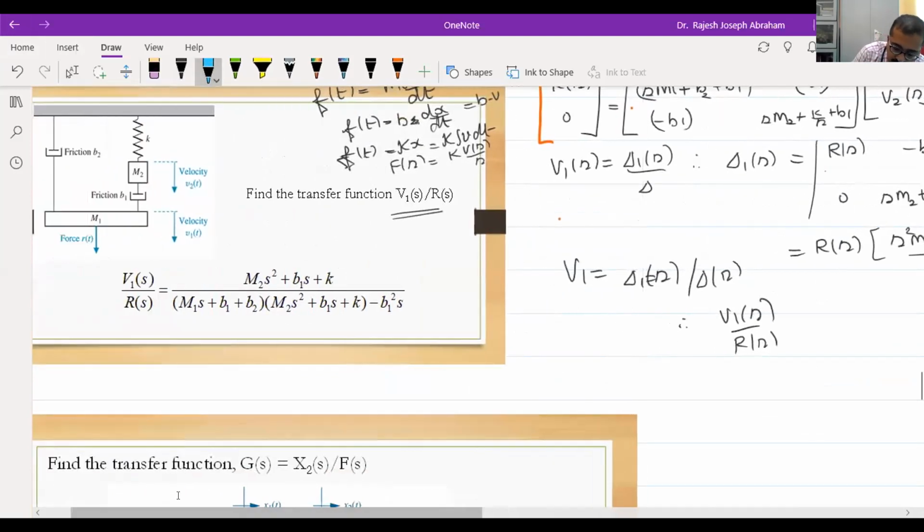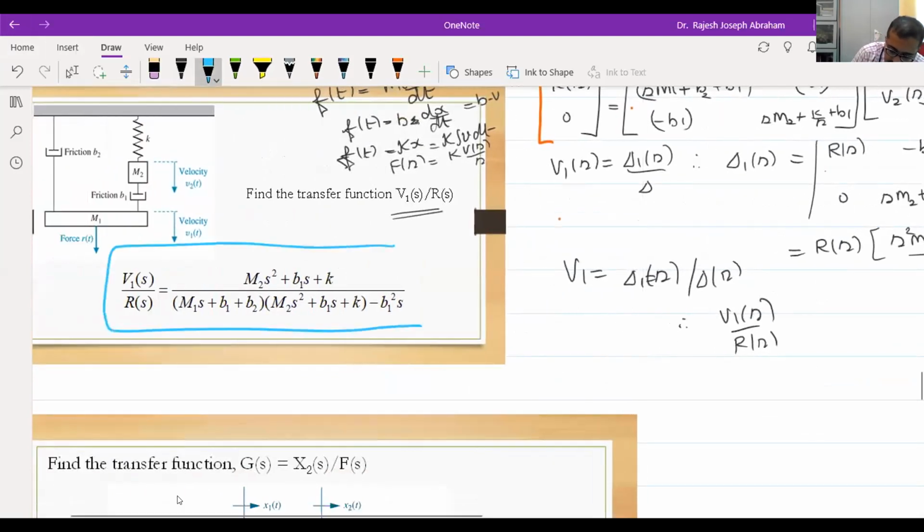Okay. So this will be your transfer function between V1 of S to R of S. Fine. (M2S² + B1S + K) divided by [M1S + B1 + B2] into [M2S² + B1S + K] minus B1²S. This will be the transfer function relating the output velocity, the linear velocity V1, to the input force R of S. Fine. Is that okay?